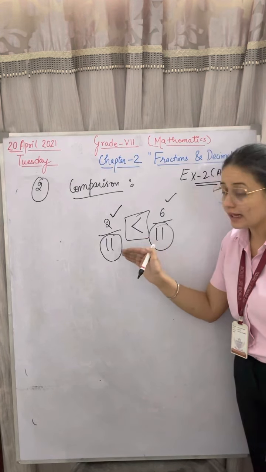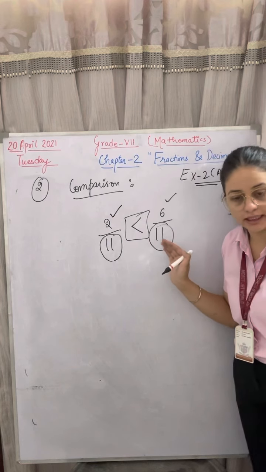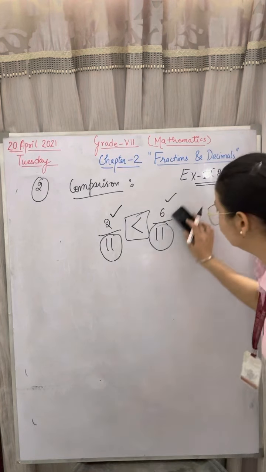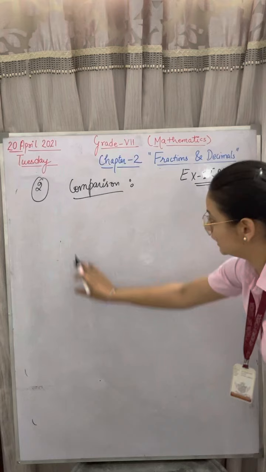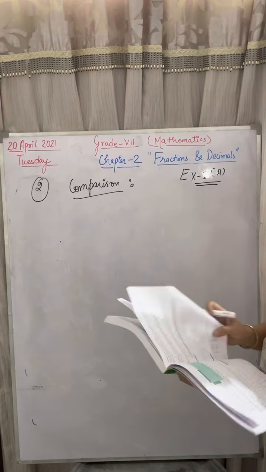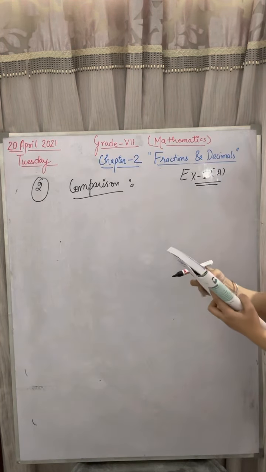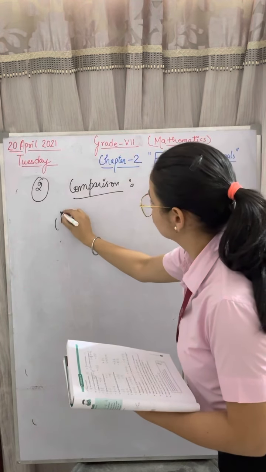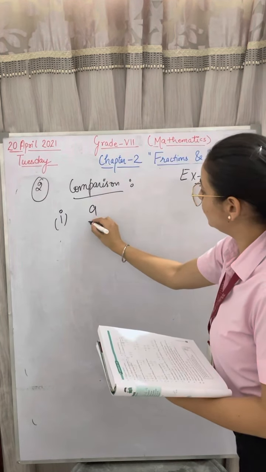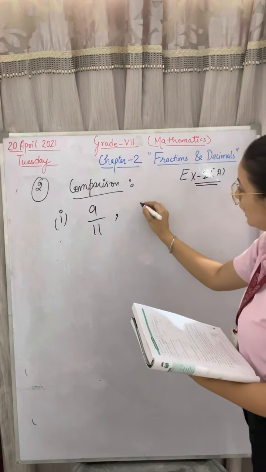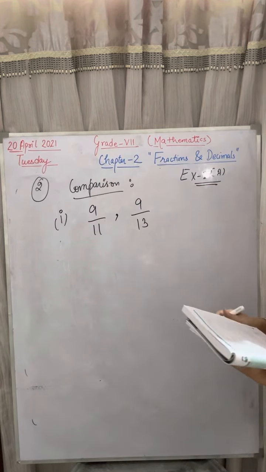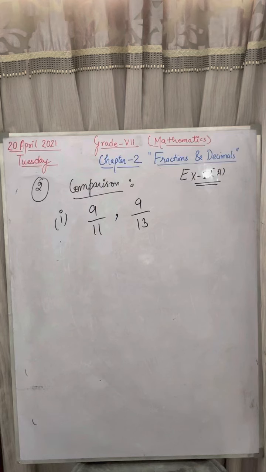When they are not same, you have to make them same. Suppose now in your exercise, see the second question, first part. This is 9 upon 11 comma 9 upon 13. Now please tell me, what should I do? Please tell me how we can take out the answer.